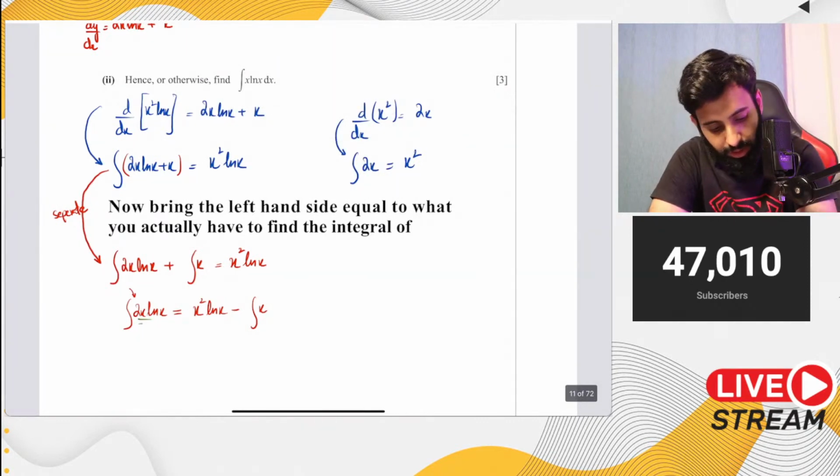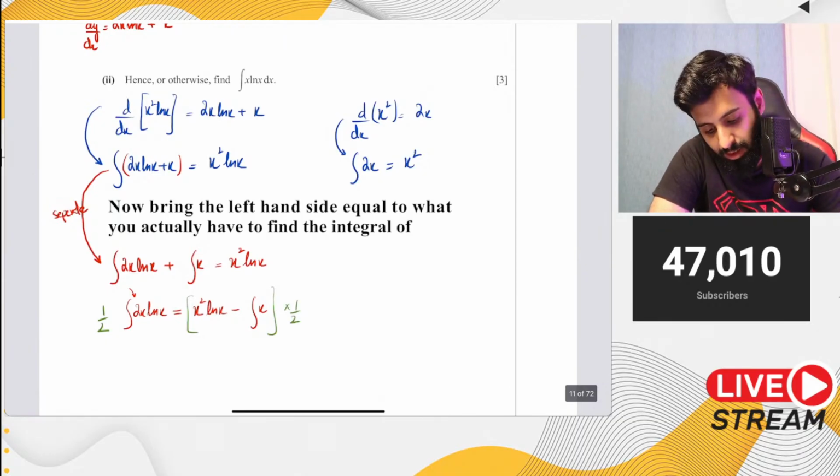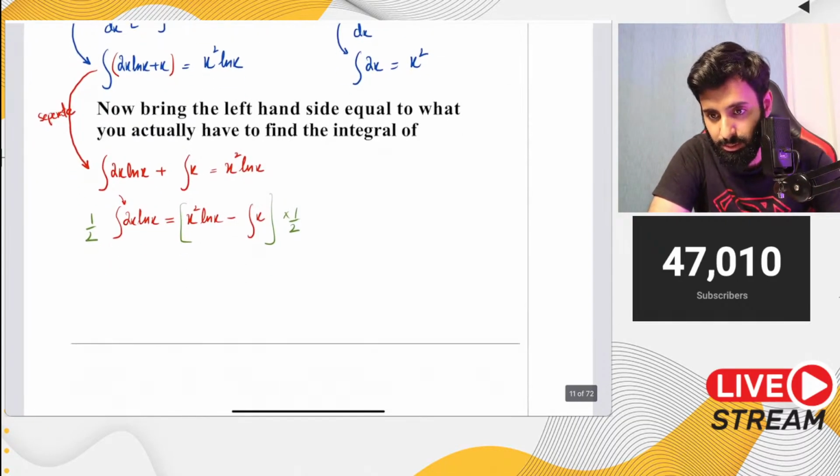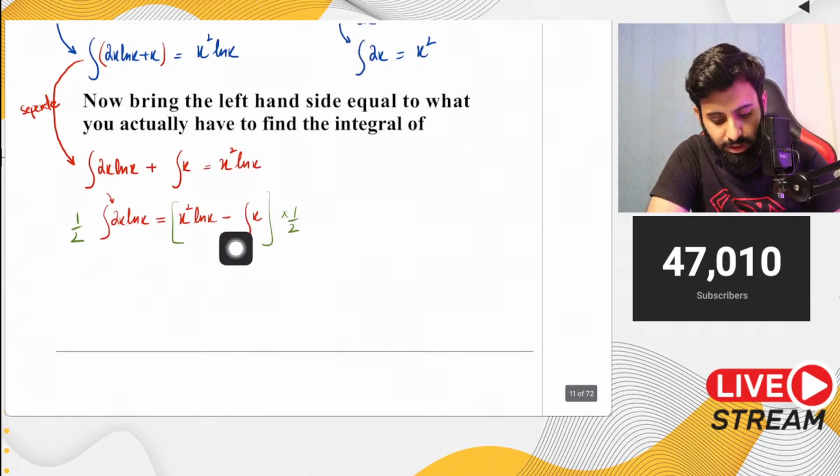Okay, or you can think of it this way, that I multiply the left hand side by half, and as a result I multiply the right hand side by half as well. Or you can think of it simply this way, that this 2 is being multiplied here, take it across the equals to sign, so it gets divided.